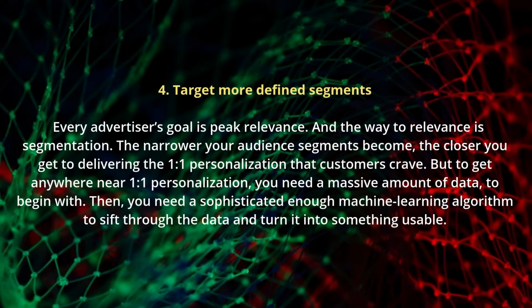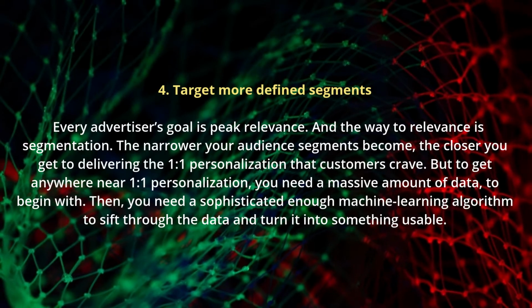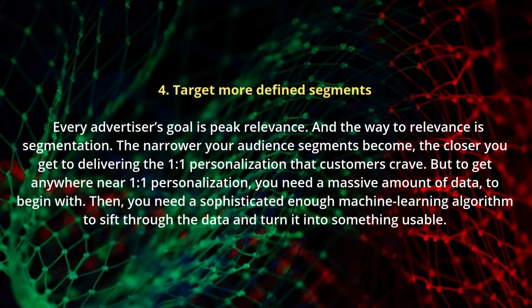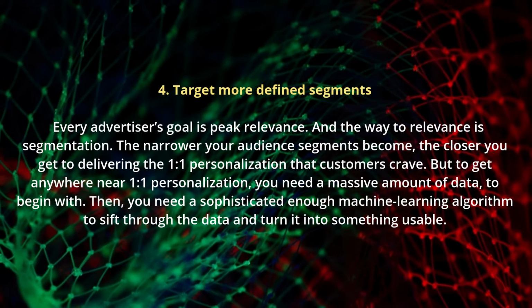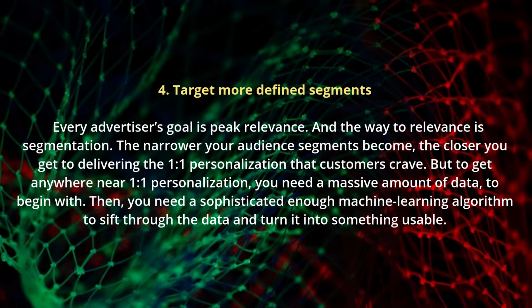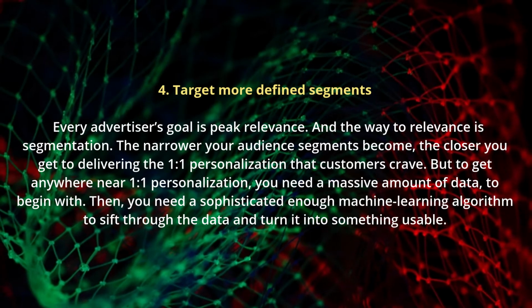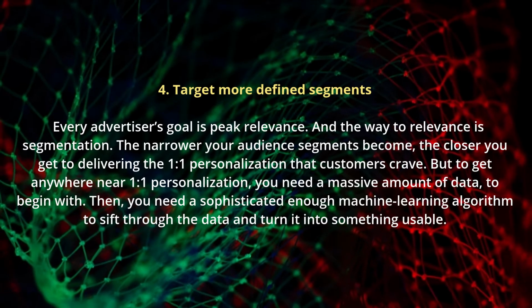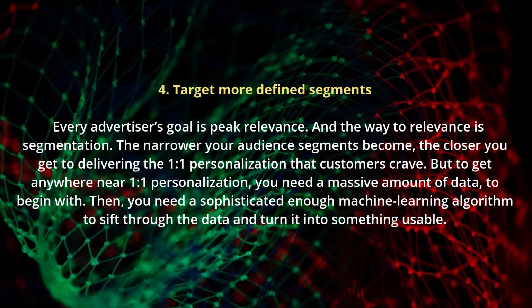4. Target more defined segments. Every advertiser's goal is peak relevance. And the way to relevance is segmentation. The narrower your audience segments become, the closer you get to delivering the one-to-one personalization that customers crave. But to get anywhere near one-to-one personalization, you need a massive amount of data, to begin with. Then, you need a sophisticated enough machine learning algorithm to sift through the data and turn it into something usable.